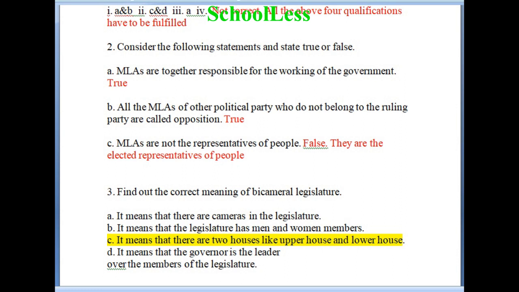So we have seen in the lesson that all the MLAs who belong to a political party who do not belong to the ruling party are called opposition. So therefore, it is a true statement. C. MLAs are not the representatives of the people. It's an incorrect statement or a false statement because they are the elected representatives of the people. Therefore, they are the true representatives of people.